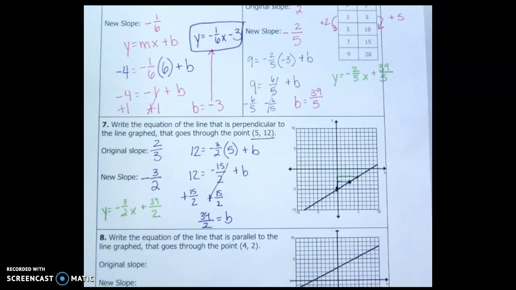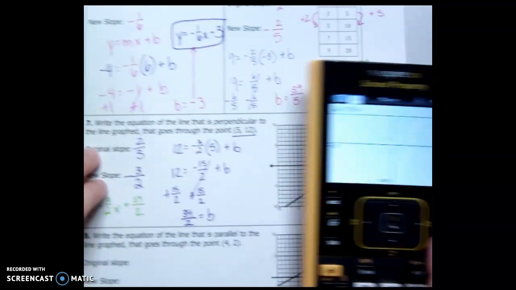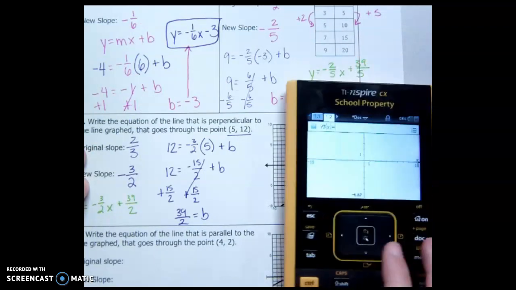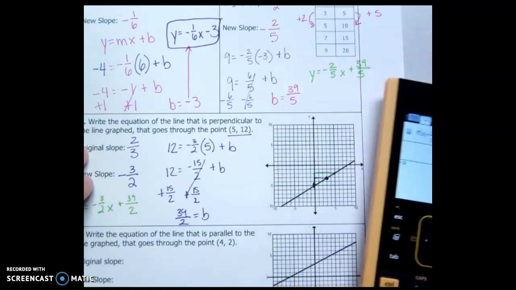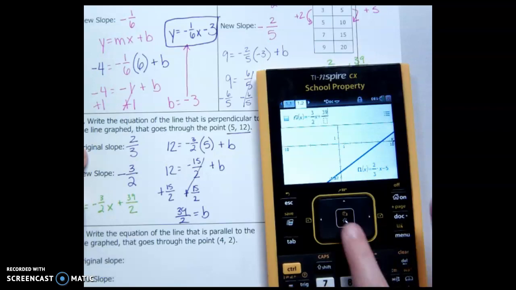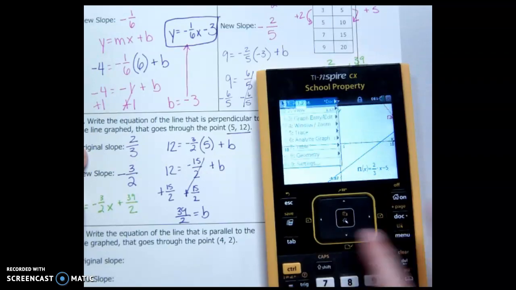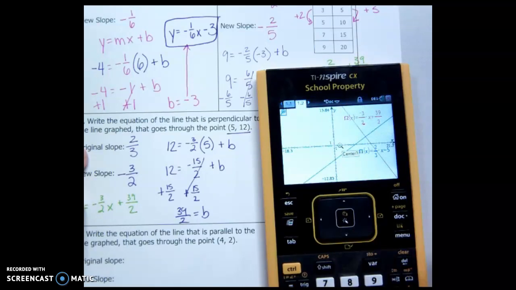Okay, that is our graph. Now I could put both of these in the calculator. All I have to do is add a calculator page. My first equation is 2/3 x minus 5. So that's my first equation. I can hit tab. And now I can check my second equation. Negative 3 over 2 x plus 39 over 2. Enter. I'm going to zoom out so we can see. Are they perpendicular? Yes. Alright, so that's how you can check it in your calculator.